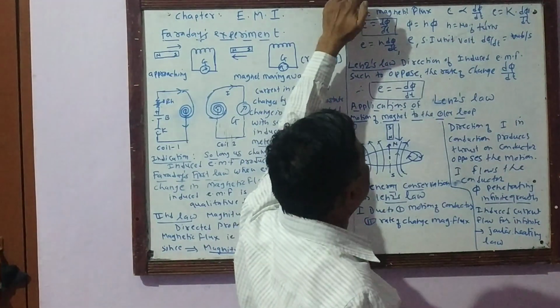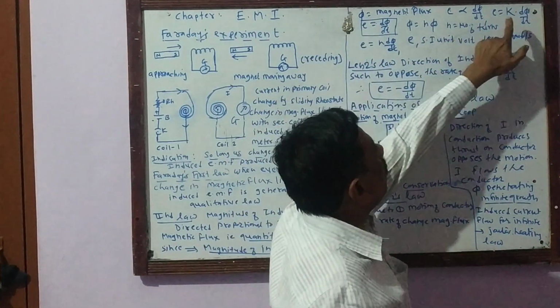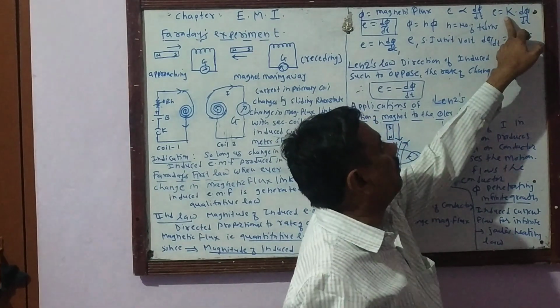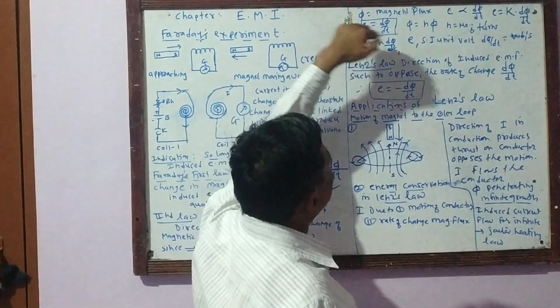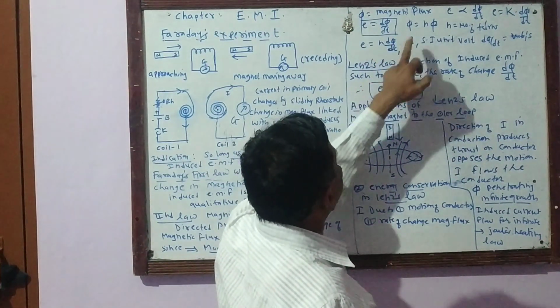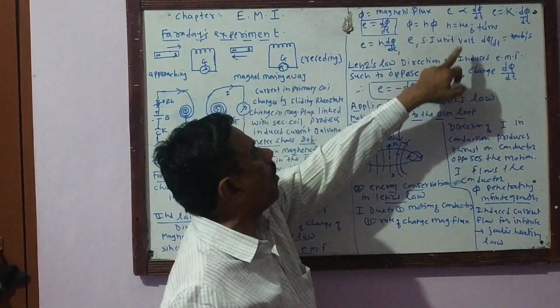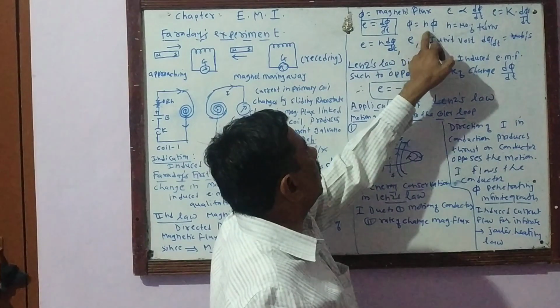Therefore, E is equal to some constant k into d phi by dt, where k is the constant of proportionality. From this, E is equal to n times d phi by dt, where, if the coil has n number of turns, the flux linkage is n into phi.